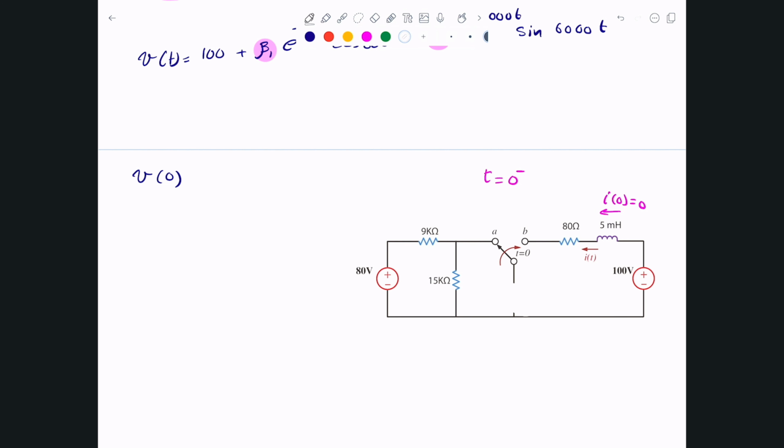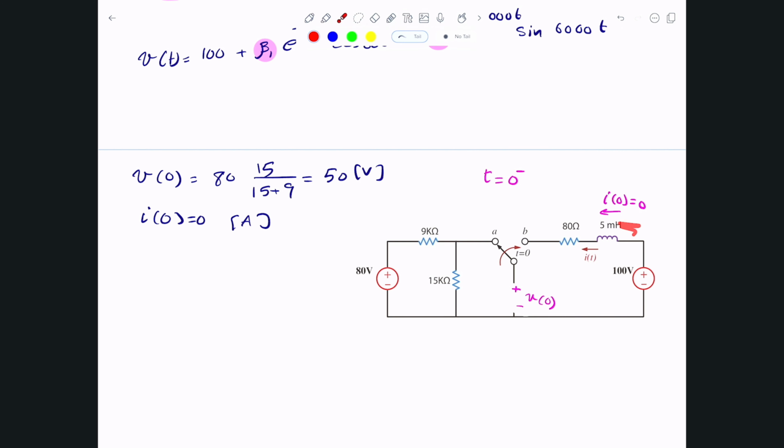Okay, and that open circuit will happen to be plus minus. This is V0 minus or 0 plus, and that's simply the same voltage across the 15 kilo ohms. So technically, we can just compute V0 as simply 80 times 15 divided by 15 plus 9. I believe that should be equal to 50 volts. So that's 50 volts, and we just computed I0 is simply 0 amps. I didn't have to compute it, it's just obvious from the circuit.